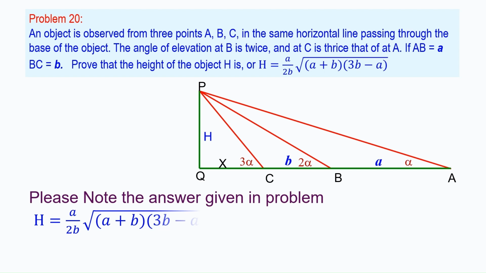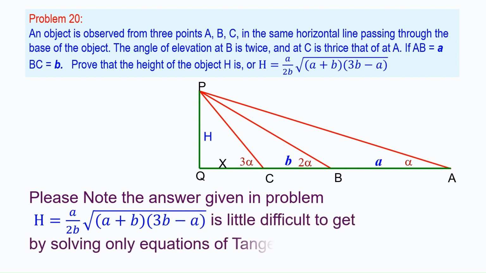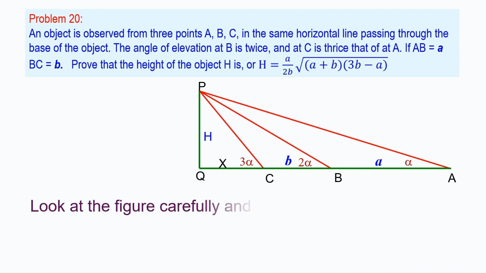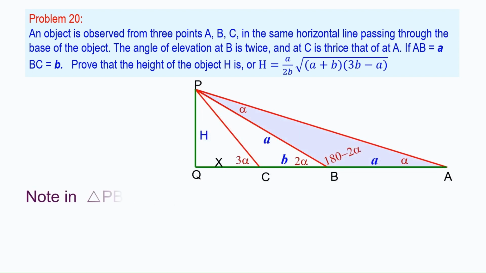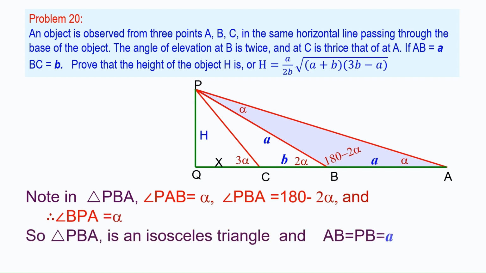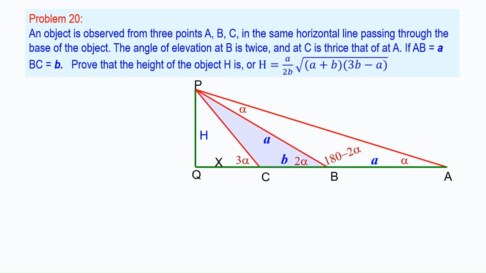Please note, the answer given in the problem may be difficult to get by solving only equations of tangents. We now look at the figure carefully and try to get some other clues. Note in triangle PBA, the angle PAB equals alpha, the angle PBA equals 180 minus 2 times alpha, and so the angle BPA equals alpha. Therefore the triangle PBA is an isosceles triangle and the sides AB equals PB equals a.